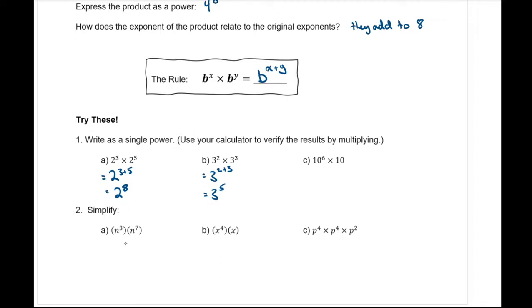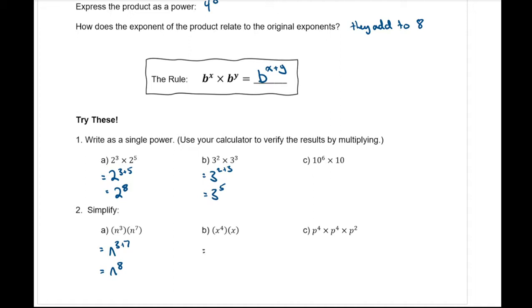For 2a, here we have two letters, n to the power of 3 times n to the power of 7. So even though we have letters, the same rule applies. The same base of n, 3 plus 7 will be our exponent, n to the power of 8.